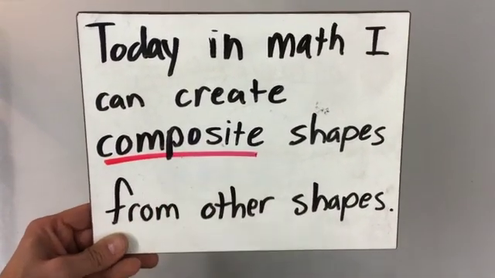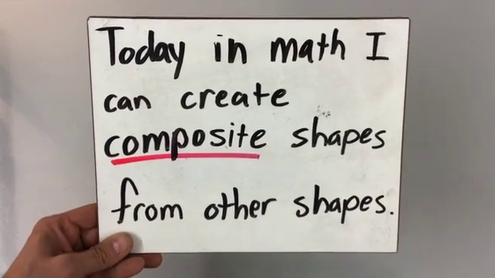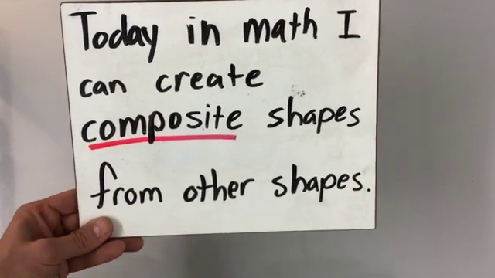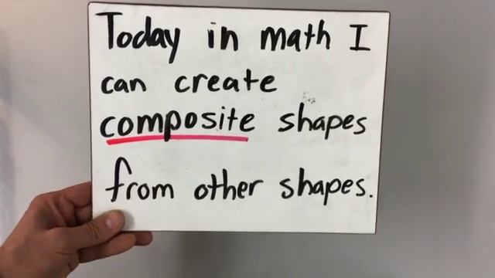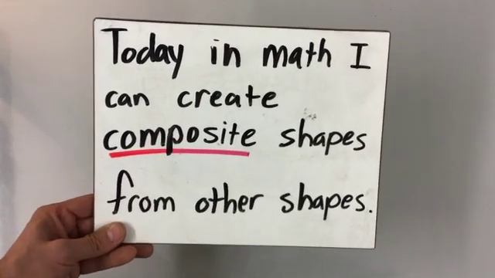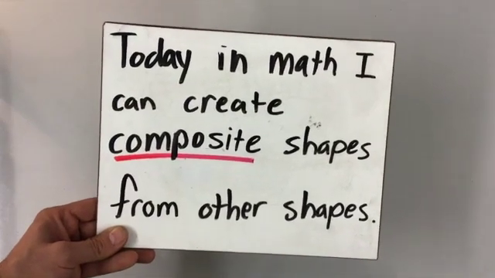Now this word is kind of fancy, composite. So let's say it 3 times here. I'll say composite. Now you say composite. Composite. Composite is just when something is made up of other things.